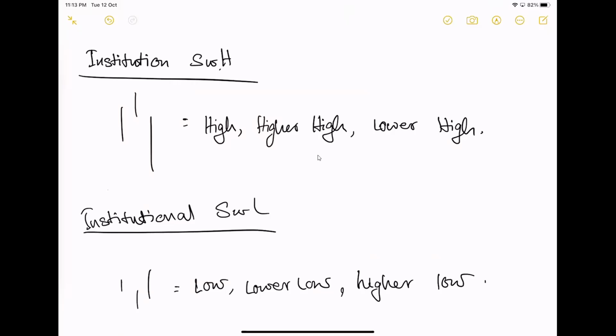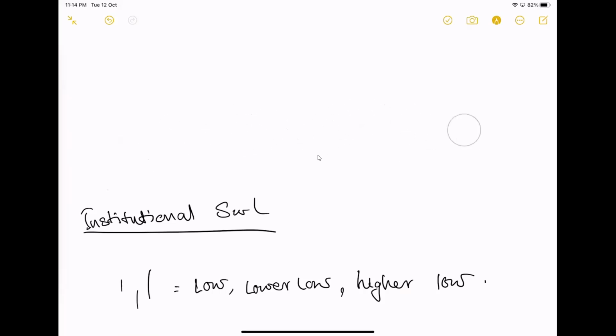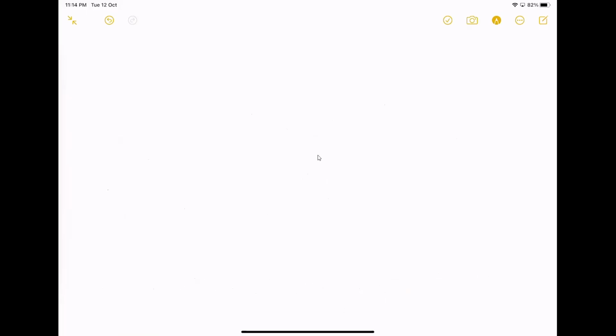Now here's a question. Why is it called an institutional swing high? Why is it called an institutional swing low? It is because when we look at it from an institutional perspective, we understand that price moves based on liquidity. We need to absorb liquidity from one spot to move to another spot and absorb liquidity from there. That's the basics.